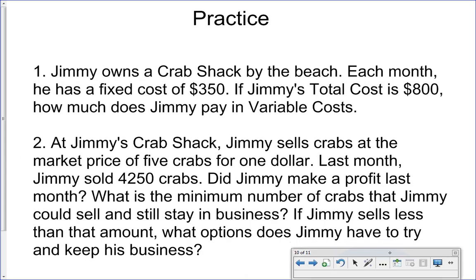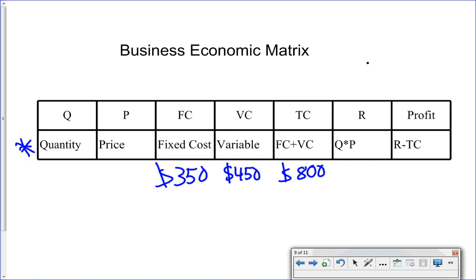Question number 2. At Jimmy's Crab Shack, Jimmy sells crabs at the market price of 5 crabs for $1. Okay, so let's write that down right away. He sells market price 5 crabs for $1. So 5 crabs cost $1. So if we divide 1 by 5, that'll give us the market price, which will be 0.2. Okay, so it's 20 cents per crab.